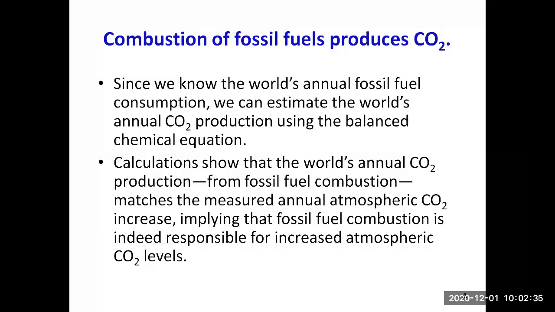So calculations have shown that the world's annual CO2 production from fossil fuel combustion matches the measured annual atmospheric CO2 increase. So there is proof that fossil fuel combustion is indeed responsible for increased atmospheric CO2 levels.